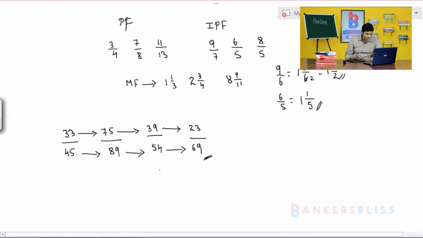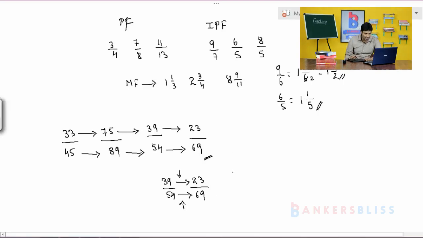For example, see here, 39 by 54, next 23 by 69. See, the numerator decreased, the denominator increased. So this is the case where the numerator is decreasing, denominator is increasing, means the resultant fraction value is lesser.